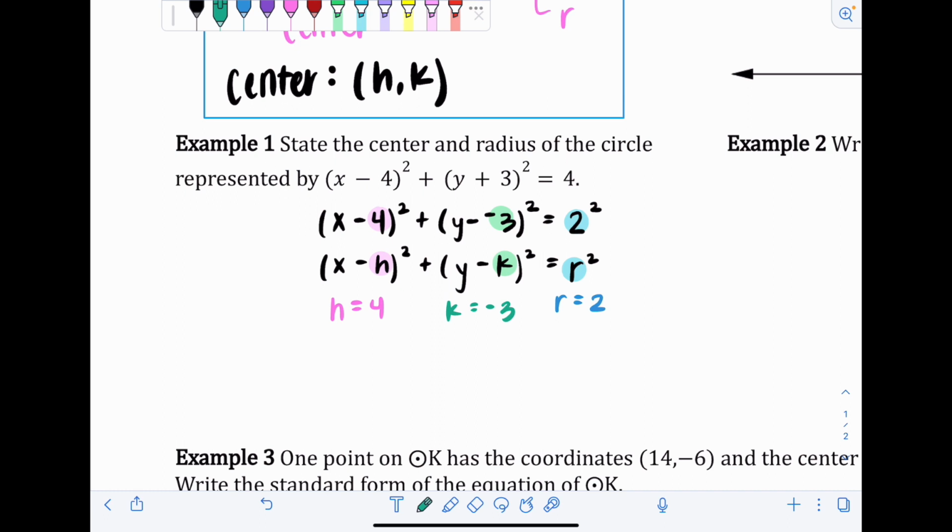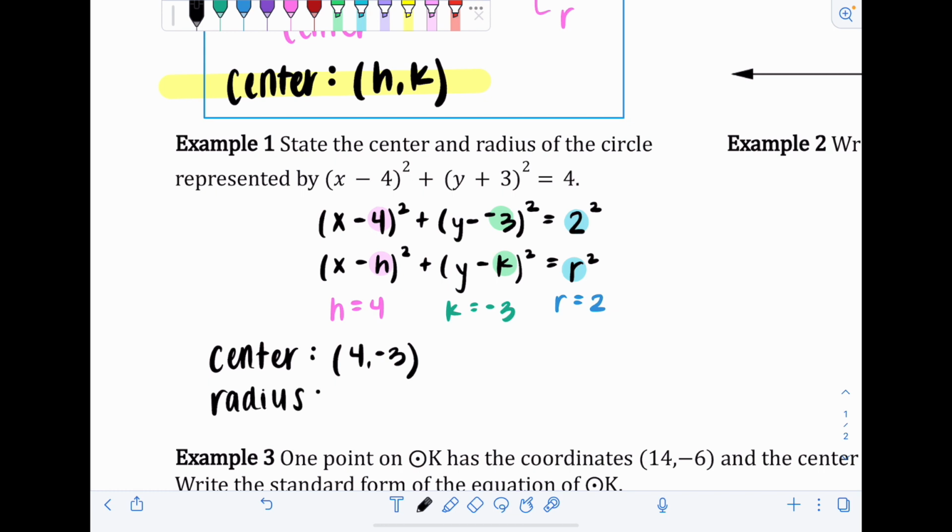Okay, so we have h, we have k, and then we have r. That's enough information to be able to state what the center and the radius are. So the center is the point, you can see it up here, the point (h, k). So we just have to put h and k together, so it'd be (4, -3). And then the radius is just r, so our radius is 2. And then we're done.